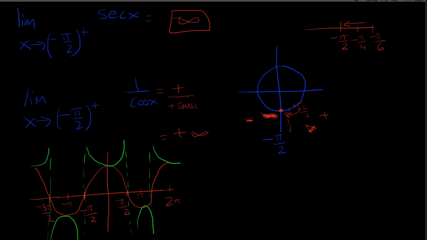Etc. And since we're looking at negative pi over 2 from the right, that's this asymptote over here. And from the right, we see that it's going to positive infinity. And so that's what our answer is. It's a lot harder to use a graph because there's a lot of trig graphs that you need to remember from pre-calc, and it's not always the most efficient.